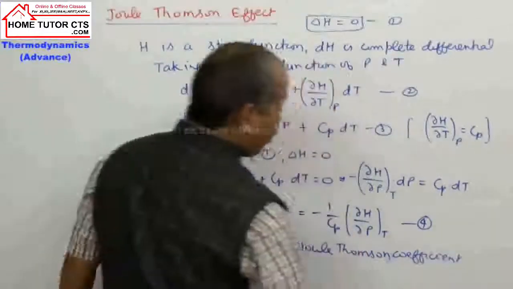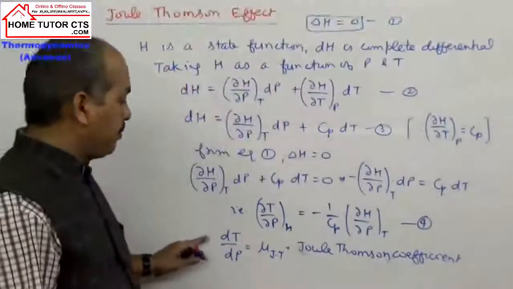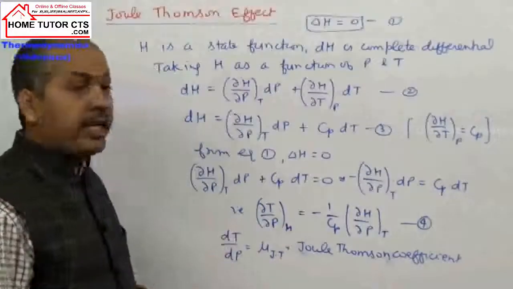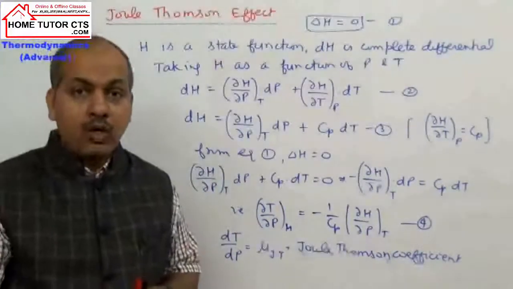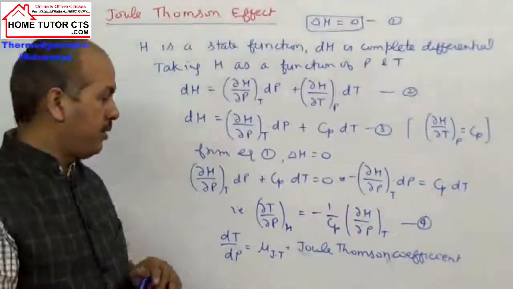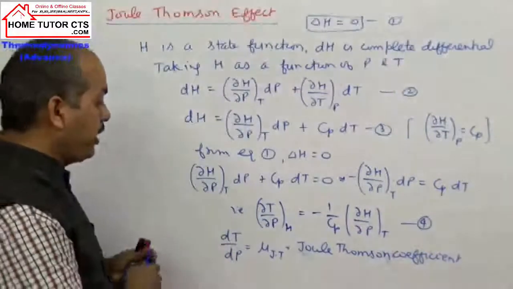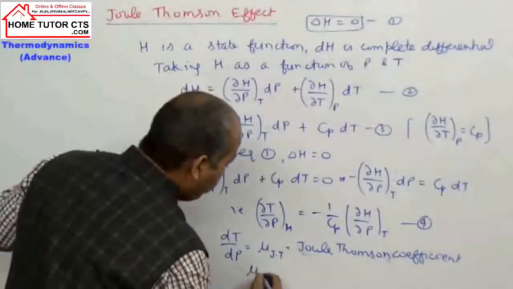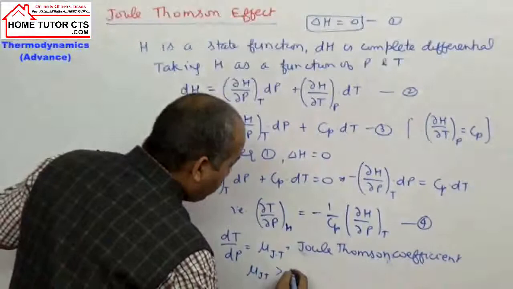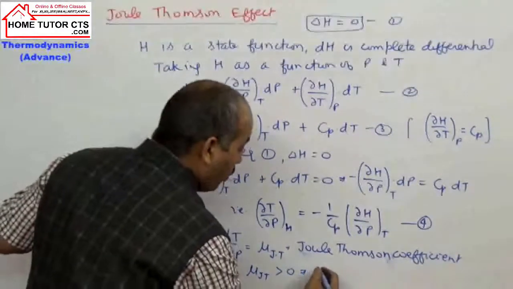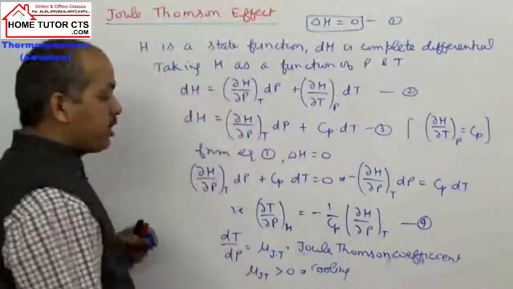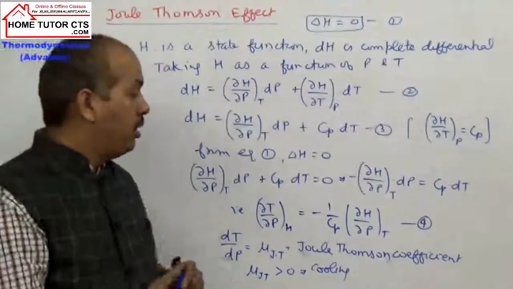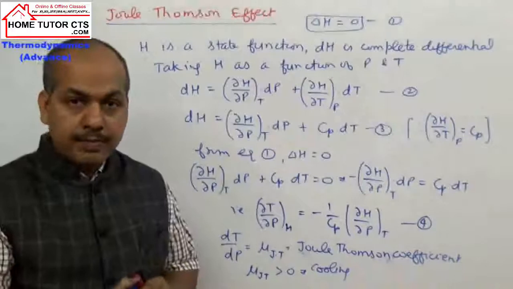It is called the Joule-Thomson coefficient, and you can see this variation can tell whether a gas will show cooling or heating on expansion. If mu JT is positive, that means the gas shows cooling on expansion. In this case, the gas will show cooling on expansion because both are negative values.